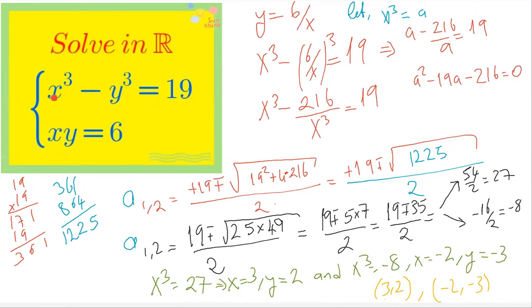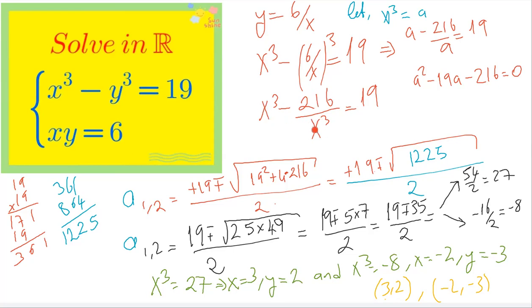And the final question, here two equations are given and they ask for the solution. First, I was planning to extend this, but I realized there is no use of extending. So first I got y equals 6 over x. And then I substitute here. After that, if we take the cube, we get this one.